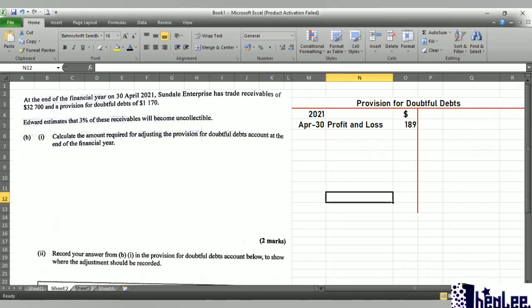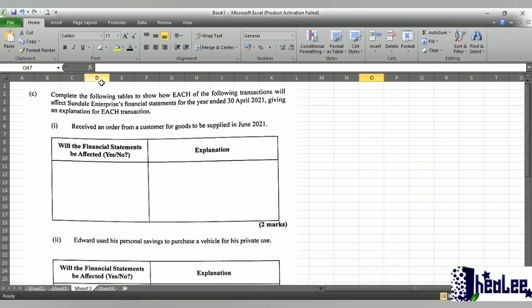We're now going to move into part C. Complete the following tables to show how each of the following transactions will affect Sunbale Enterprises financial statements for the year ended 30th of April 2021, giving an explanation for each transaction. So all you need to do is to read a transaction and indicate whether or not it will be recorded in the accounting books of the business. That is, will it affect the financial statements? We're talking about the income statement, the profit and loss account, which is the same thing as the income statement, and or the balance sheet.